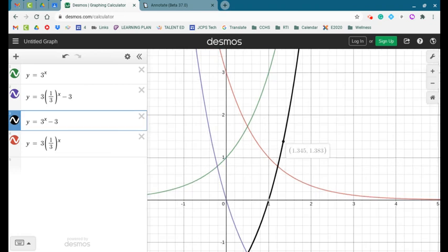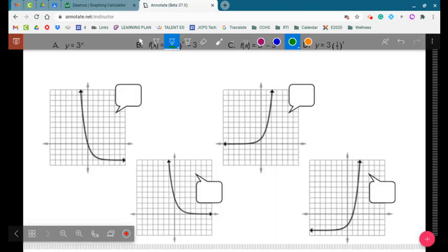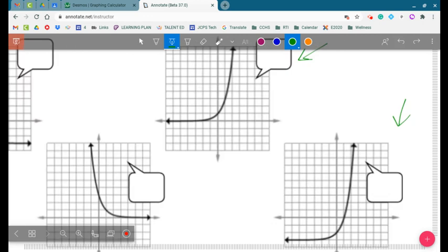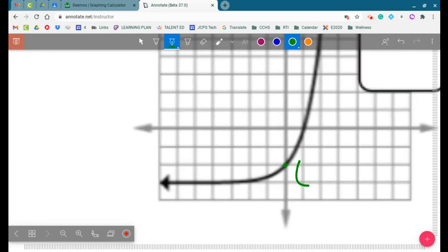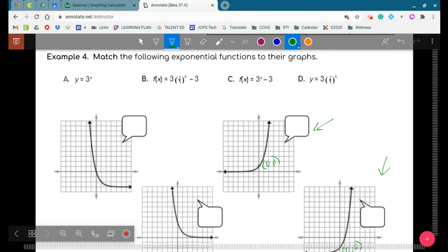Green. Looks like it crosses at 1, and it's going up. So our going ups, we have this one and this one. So let's see which one crosses at 1. This one crosses at (0, -2). So that's not it. And this one crosses at (0, 1). So this one has to be it. So this one will be A. So again, it's just our parent function. There's no changes. So we know our y-intercept is going to be (0, 1). And it's a whole number, so it's going to be growth.